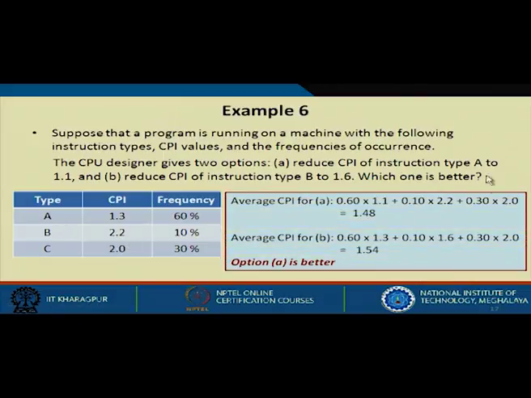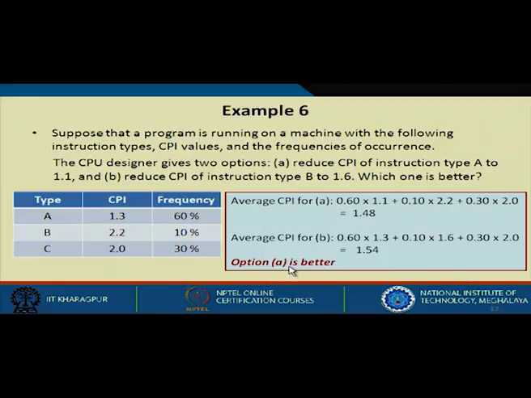Now, let us see. So, average CPI for A will be 60%, so 0.60 multiplied with 1.1, this is the new CPI, and all the rest of the CPIs remain the same. So, we get 1.4448. Similarly, the CPI for B is 0.60 into, no change here, but here we change to 1.6, this 2.2 becomes 1.6 and this remains the same. So, we get this. So, from this what we clearly can say is that option A is better.